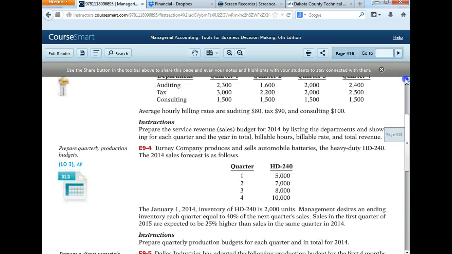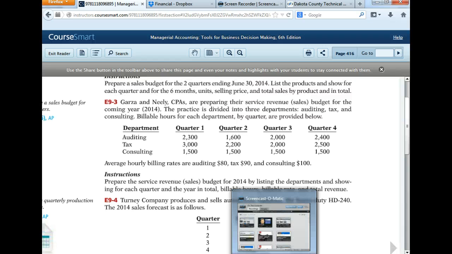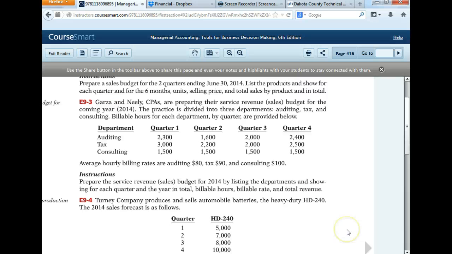9-3. Garza and Neely, CPAs, are preparing their service revenue budgets for the coming year. The practice is divided into three departments, auditing, tax, and consulting. Billable hours for each department by quarter are provided below. So our auditing, our tax, and our consulting. Average billing rates for auditing are $80, for tax are $90, and for consulting, it's $100.